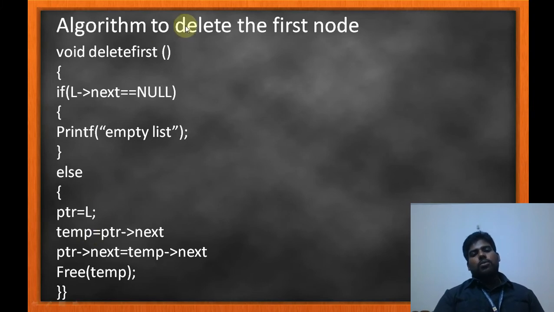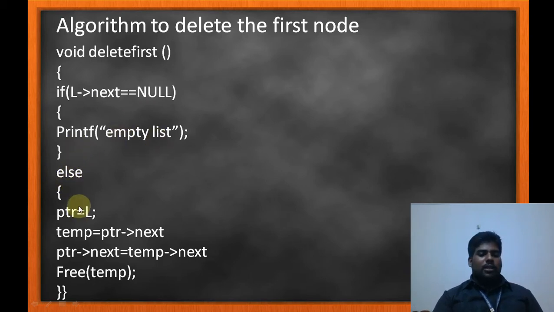First one, the algorithm to delete the first node. Here I am creating one user defined function named delete first. Inside that, first, if L, what is L? L means list. If L next equal to null, that is, the starting position of the linked list equal to null, I am checking whether the starting position of the list is null or not. If it is null, it means it is an empty list. No nodes are there, so we can print the error message, empty list.